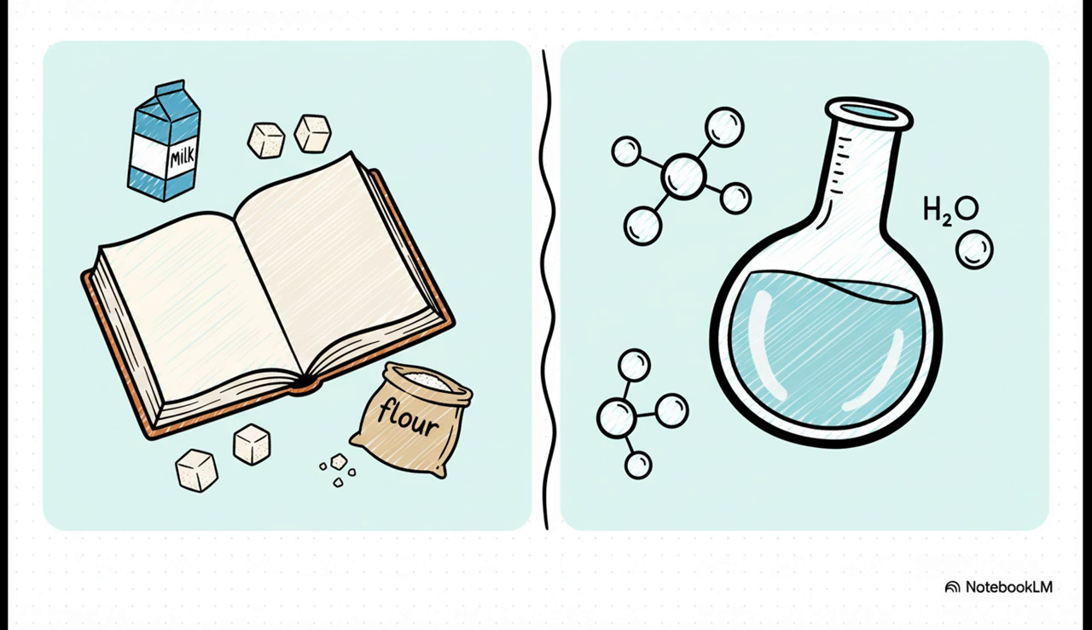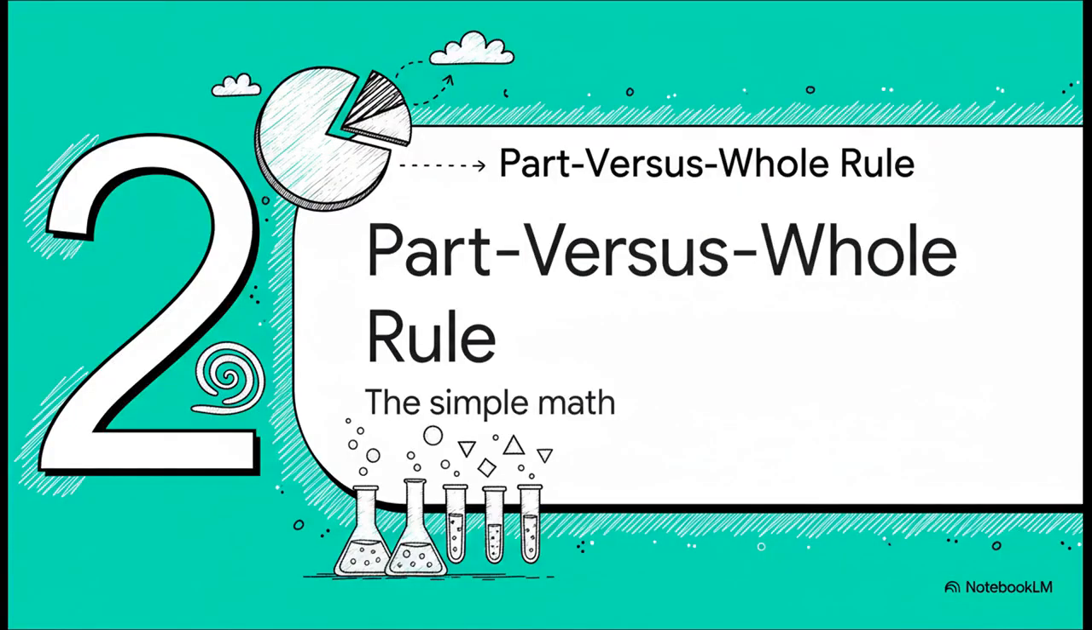Okay, let's dive into this and make it super clear. On the left, you've got your standard cake recipe, right? It lists your flour, your sugar, your butter. Well, on the right, a chemical formula like H2O for water does the exact same thing. It's the chemist's recipe listing the elemental ingredients, in this case hydrogen and oxygen, that make up the final product. See the connection?